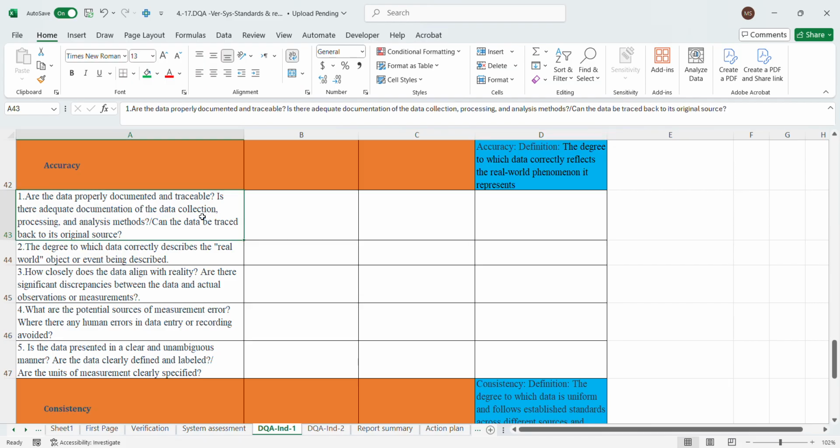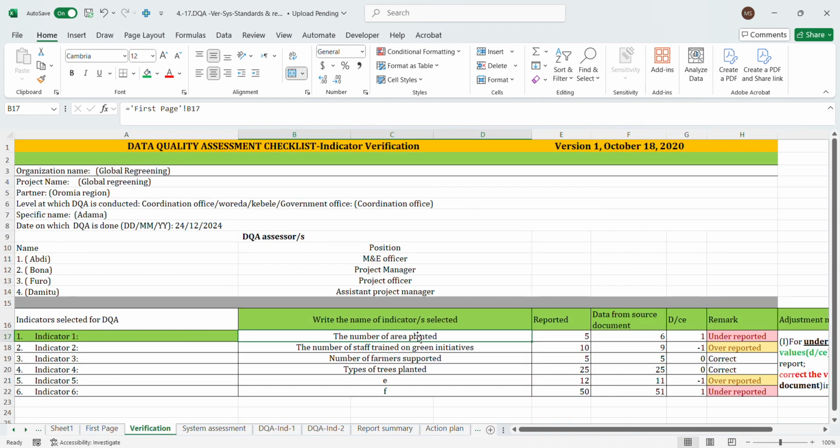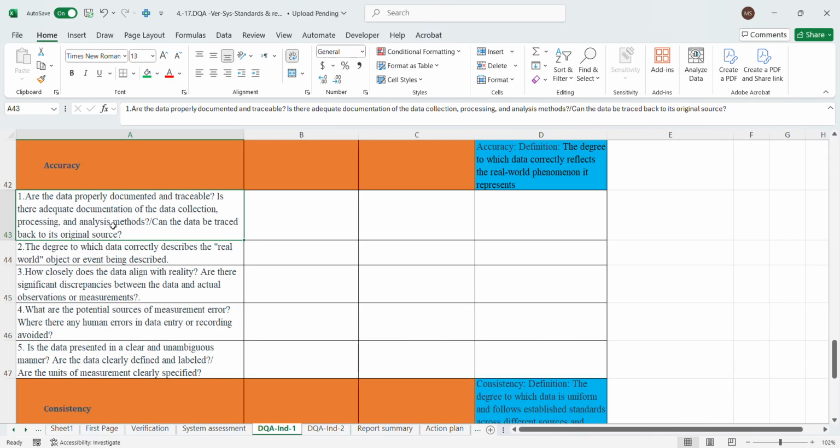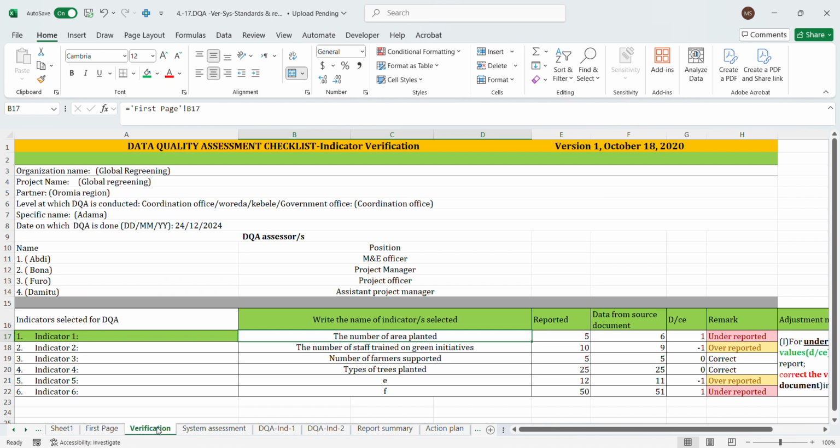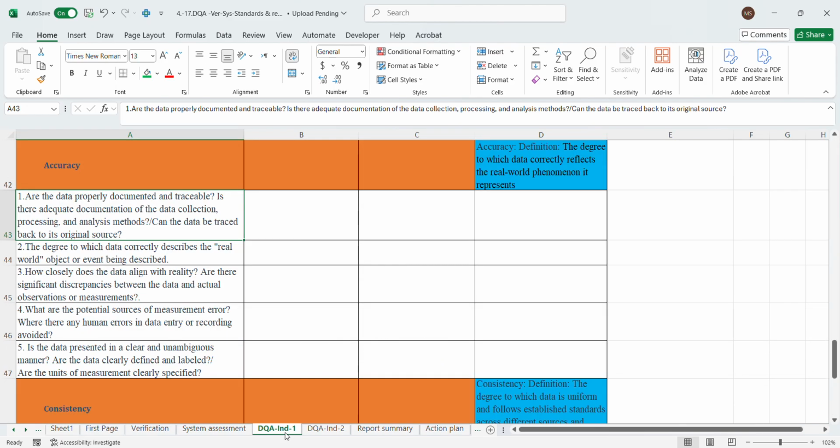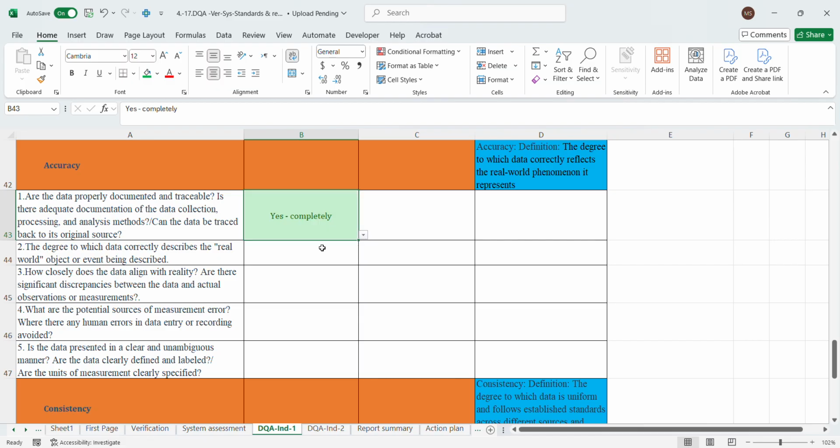So let's come to the first question. The first question says, are the data properly documented and traceable? Remember, we are still discussing the first indicator, number of area planted. Is there adequate documentation for data collection, processing, and analysis method? Can the data be traced back to its original source? While conducting indicator verification, we saw the report showed 5, and from the source documents we got 6, so it is underreported. So yes, it is traceable given the information we have. We can add any comment here if you like.